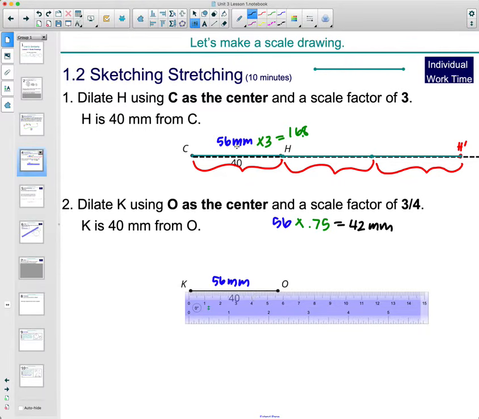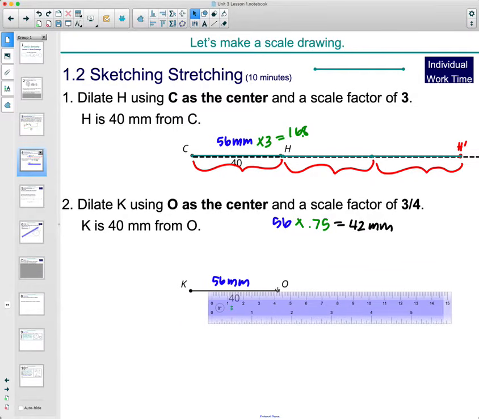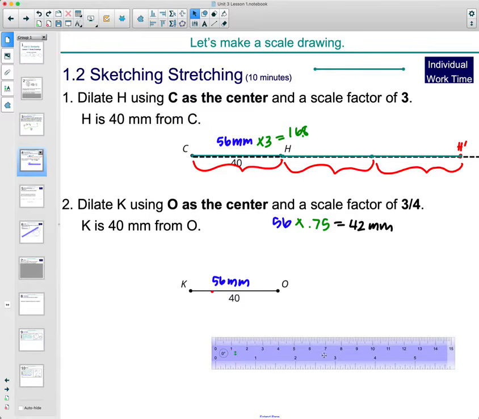So on my ruler, I actually need to measure 42 millimeters from point O. Point O is the center of rotation, or dilation, sorry. So 42 is going to be right here. So then this is going to be point K prime. So we left the center the same, and measured there.